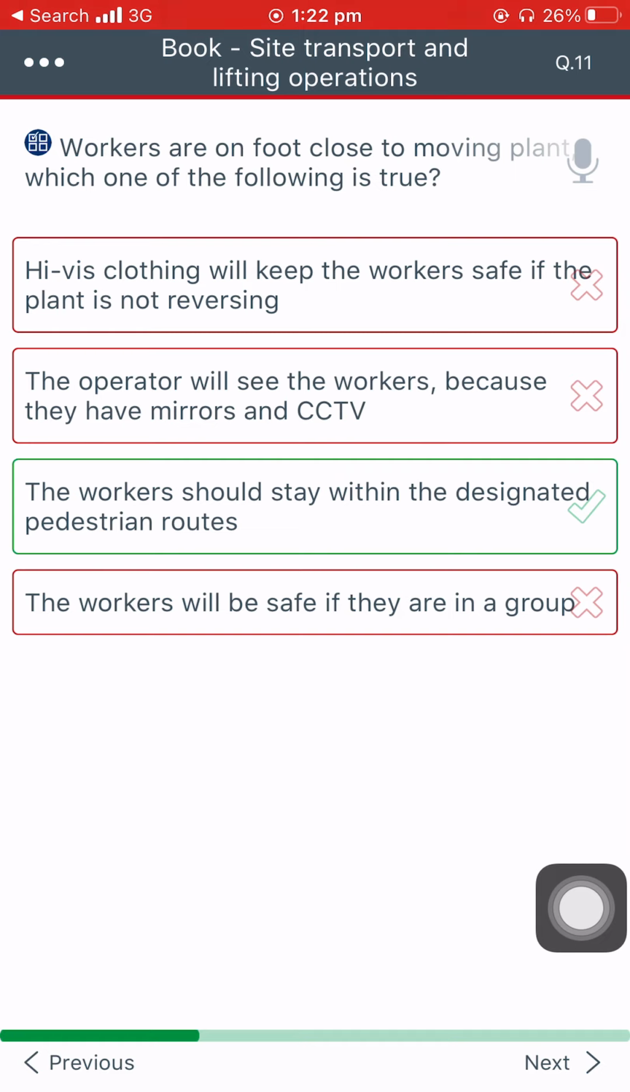Workers are on foot close to moving plant. Which one of the following is true? High-vis clothing will keep the workers safe if the plant is not reversing. The operator will see the workers because they have mirrors and CCTV. The workers should stay within the designated pedestrian routes. The workers will be safe if they are in a group.